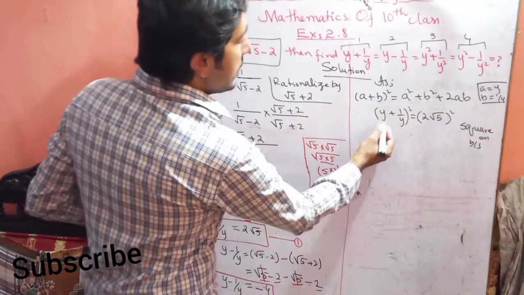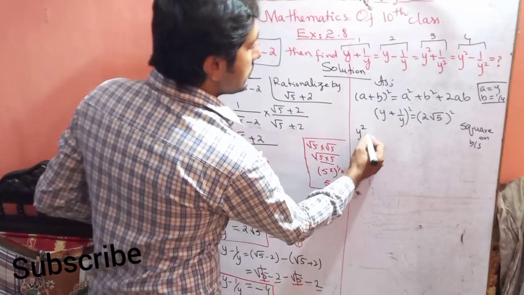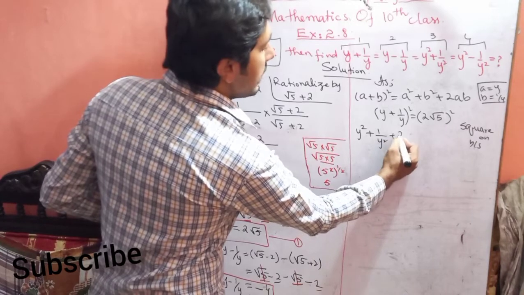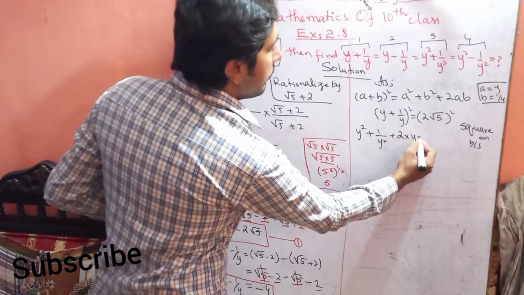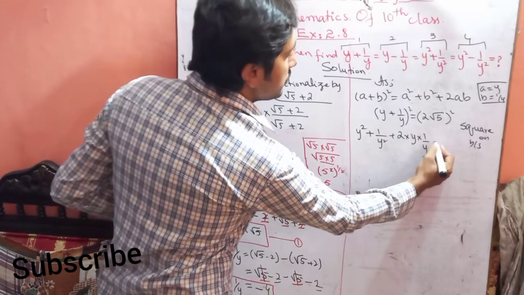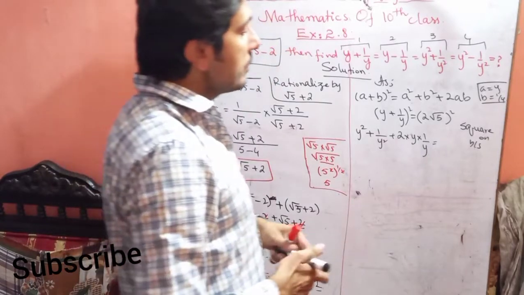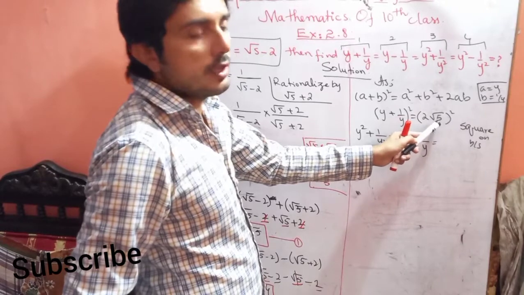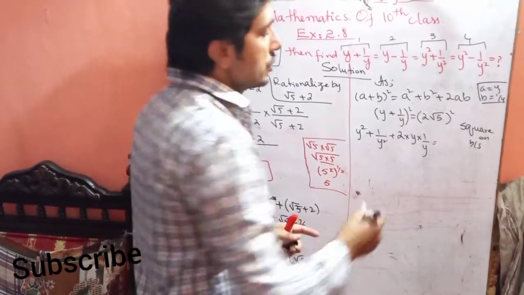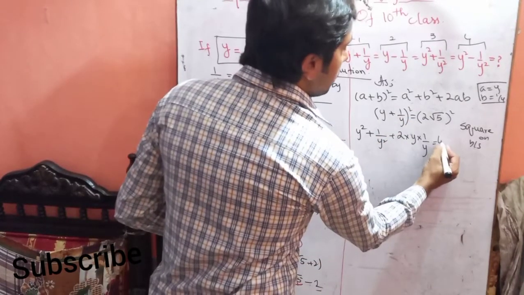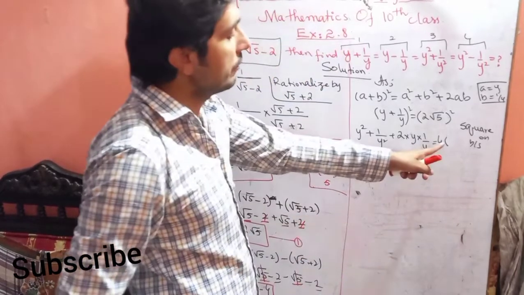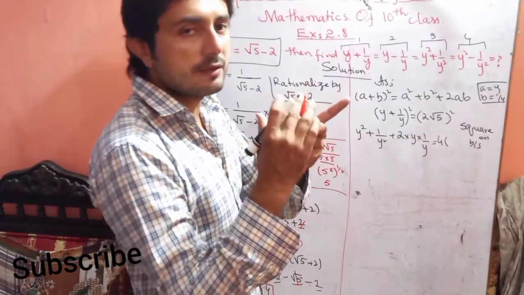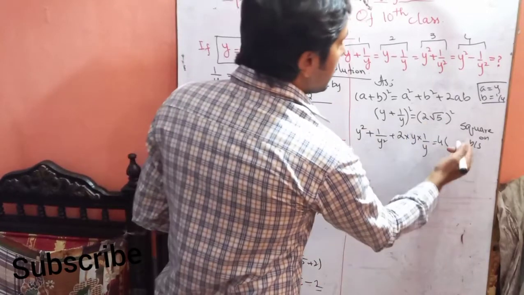So your answer will be square of first plus square of last plus twice of first and last is equal to, and then you have to solve this square, that the square is on 2 as well as on the under root 5. So the square of 2 becomes 4, and you have to give the bracket here, because this 2 and this under root 5 are multiplied with each other. Now the square of under root 5 is 5.